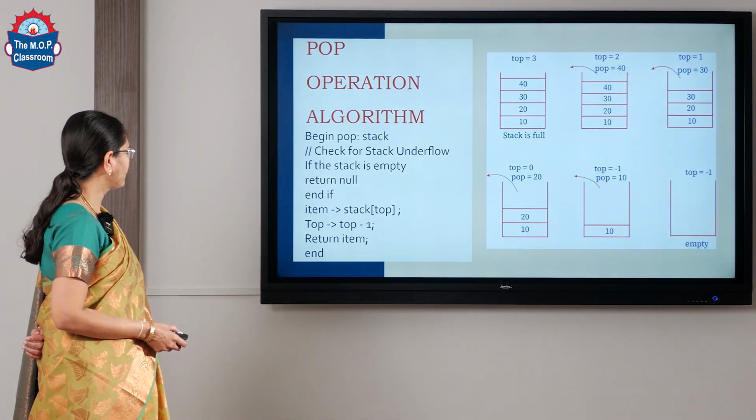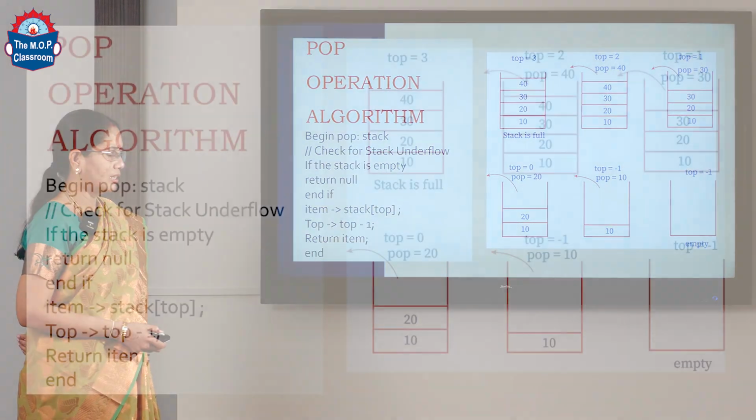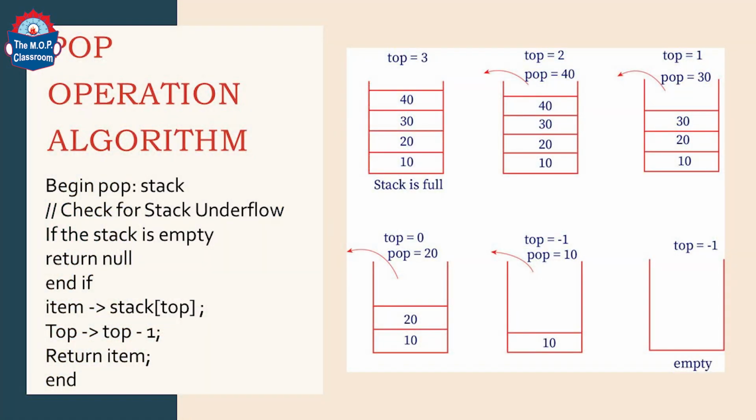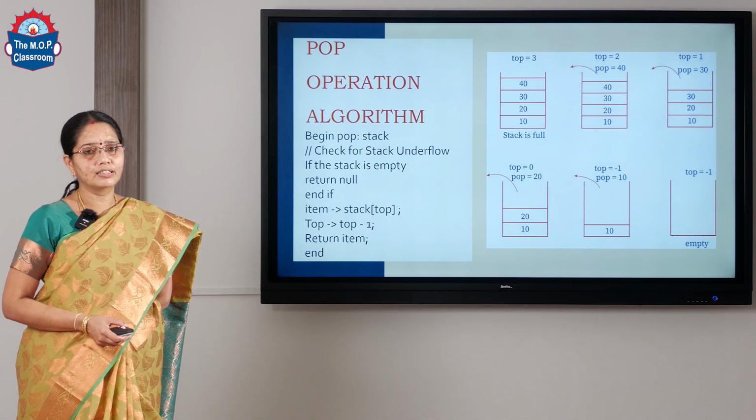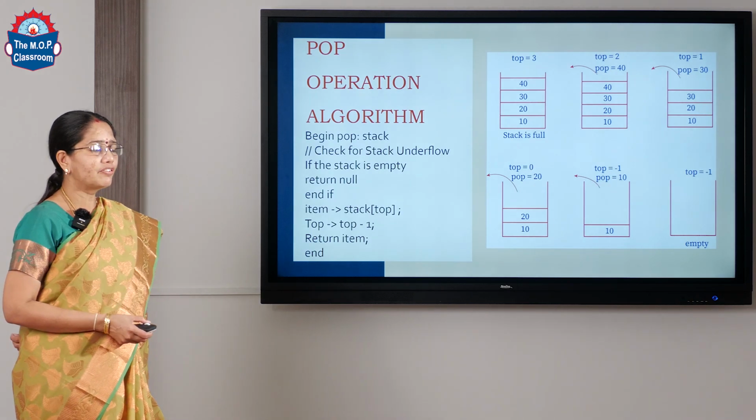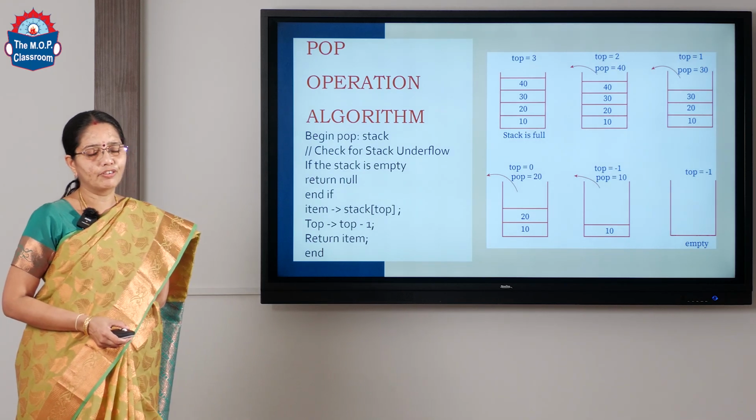The next operation that we have in stack is the pop operation. This operation helps to delete elements from the stack. Before we delete an element from the stack, we need to check for the stack underflow condition, which means that if the stack does not have any elements, then we cannot perform the delete operation. Therefore, first we need to check whether the stack is underflow or not. If the stack is not underflown, then we can remove the item from the stack.